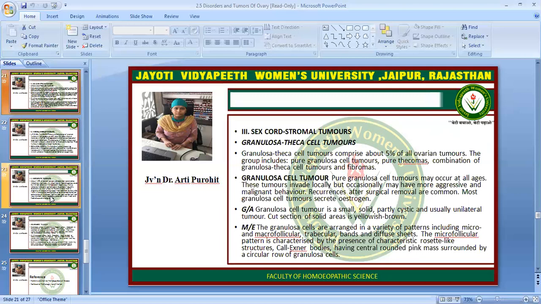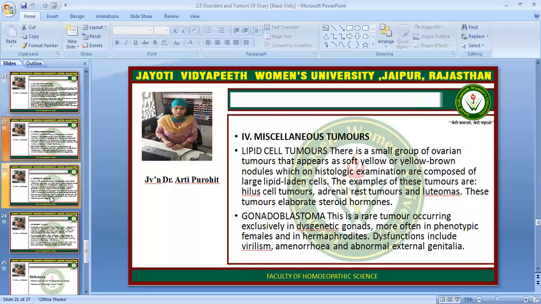On general appearance, they are small, solid, partly cystic, and unilateral tumors. In microscopic examination, they show a variety of patterns including micro and macro follicular, tubular, bands, and diffuse sheets. Some miscellaneous tumors are also there. They are the lipid cell tumor and gonadoblastoma.